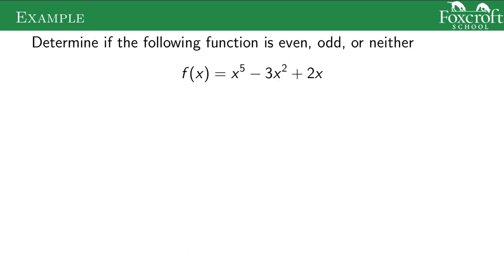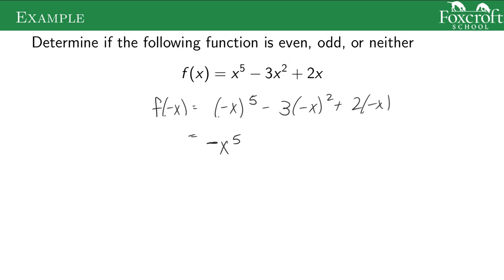But for this one, we're going to try the same thing. Is this even or odd? So I'm going to put in negative x. A negative to an odd power is negative. So negative x raised to the fifth is the same as negative x to the fifth, minus 3. Negative x squared, 2 is even, so negative x squared is the same as just x squared. 2 times negative x is no exponent, it's just minus 2x.